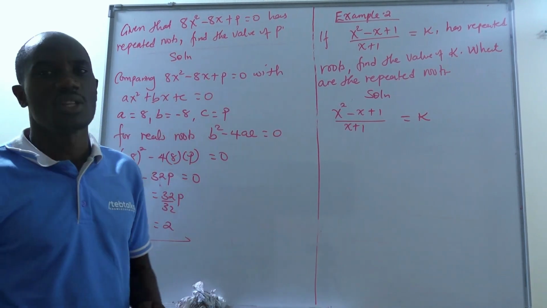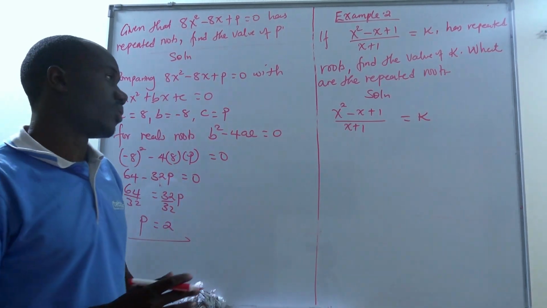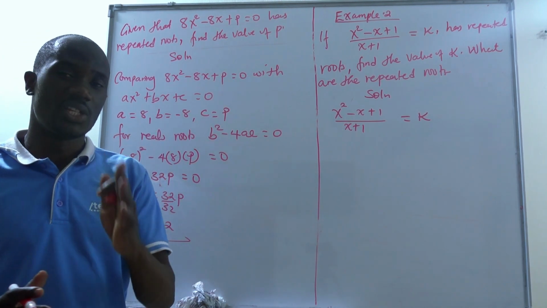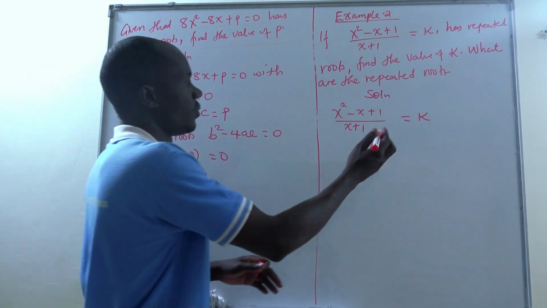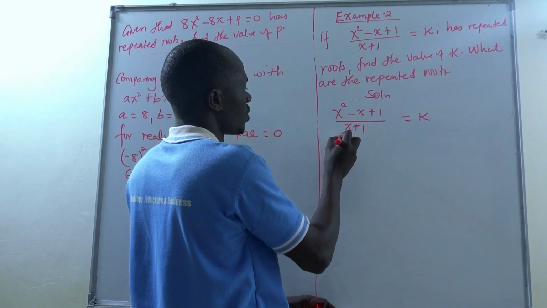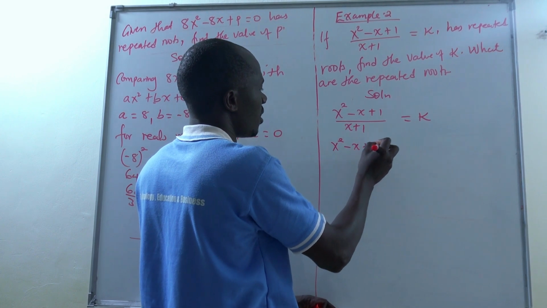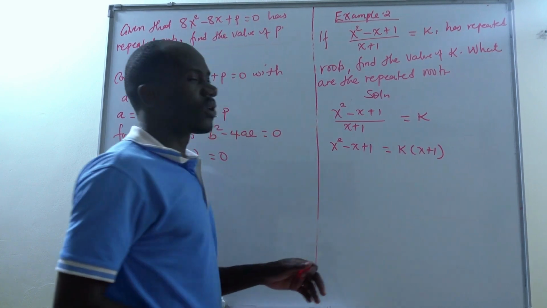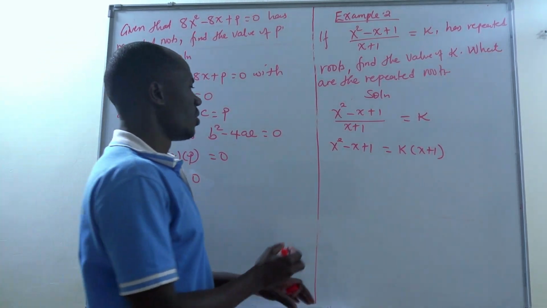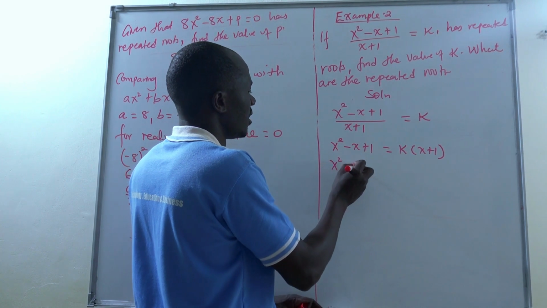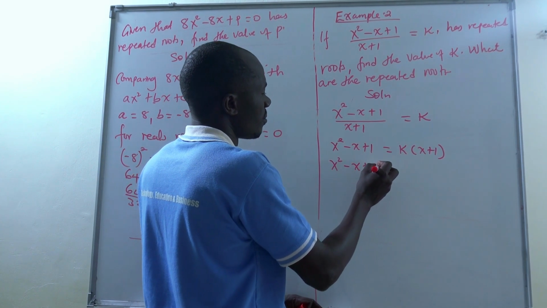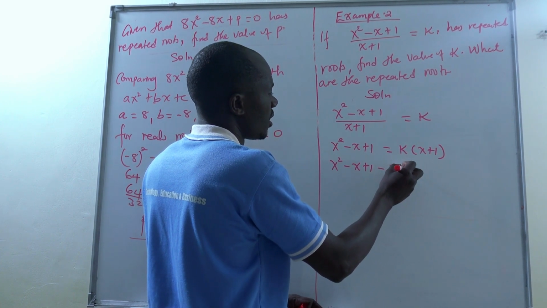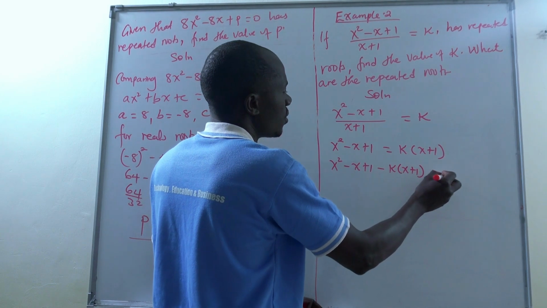The first step is to cross multiply, and we arrange it in the form ax squared plus bx plus c equals 0. Can we cross multiply? We are going to have x squared minus x plus 1 equals k times (x plus 1). Can we go ahead and open the brackets? We have x squared minus x plus 1 minus k times (x plus 1), the whole thing equals 0.